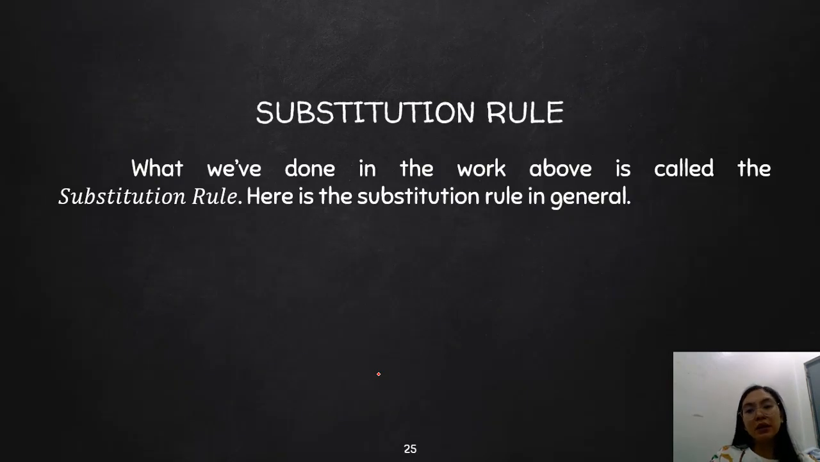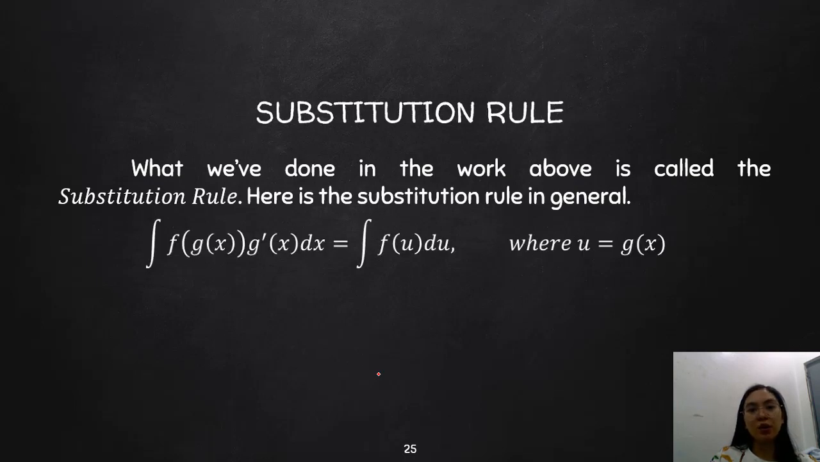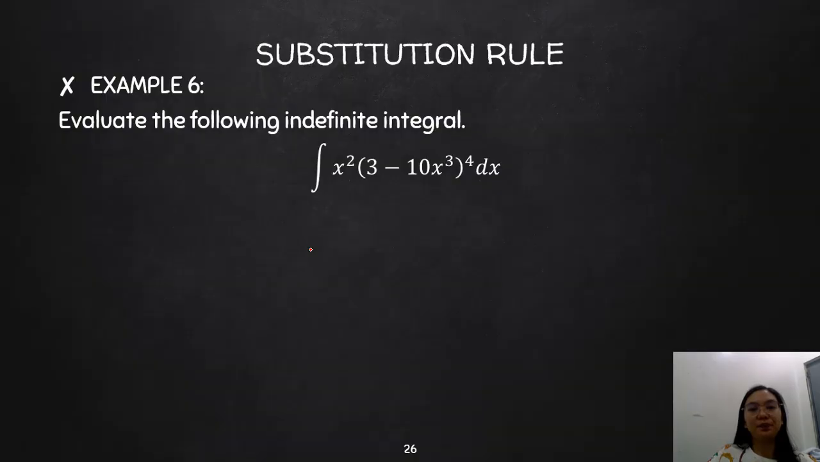So, what we've done in the work in the previous slide is called your substitution rule. So, in general, the substitution rule is like this. If you have the integral of f of g of x, g prime of x dx, then you may get the integral of f of u du, where u is equal to g of x. Dapat lang po na dun sa loob ng function mo, pag kinuha mo yung differential, makikita mo yung differential doon sa loob ng function na yun.